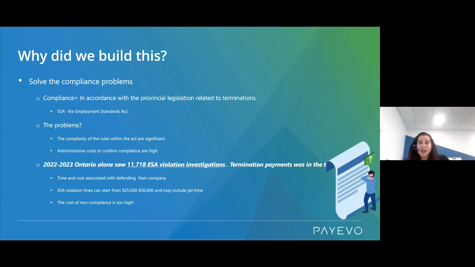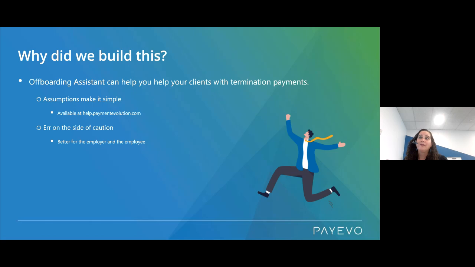If somebody is found in violation of an ESA legislation, then fine, and they don't pay the required amount within the specified period of time, which is short, the fines can start anywhere from $25,000 to $50,000 and include up to a year of jail time. So why does this matter for your clients and for you? Because the cost of non-compliance is just too high. And so we've built this tool to help your clients with termination payments and make it simple.